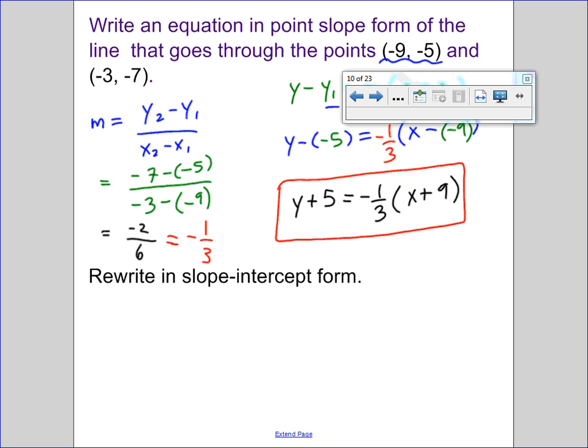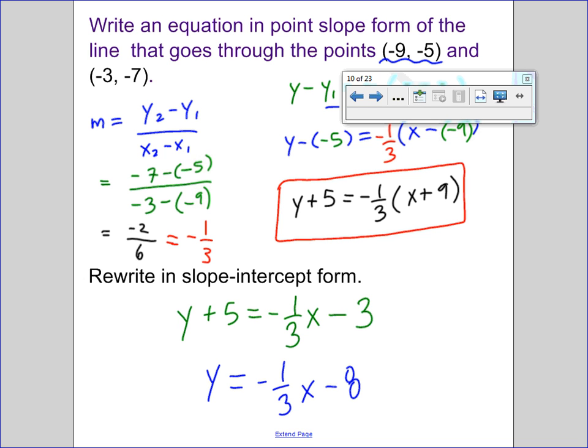So I'll go ahead and keep my y plus 5 equals, but I'll distribute through the parentheses. So on the right, I get negative 1/3 times x is negative 1/3 x. Negative times a positive is negative, and a third of 9 is 3. I'll finish out by subtracting 5 from both sides. So we get y equals negative 1/3 x, negative 3 minus 5 is negative 8. So if I rewrote it in slope-intercept form, my answer would be y equals negative 1/3 x minus 8.